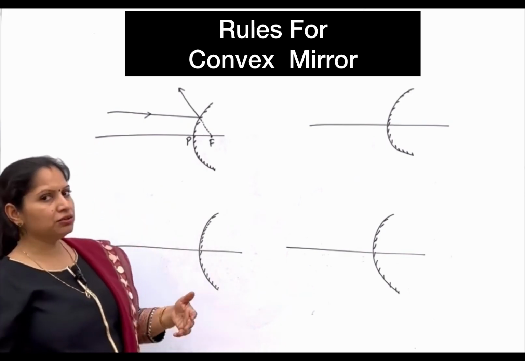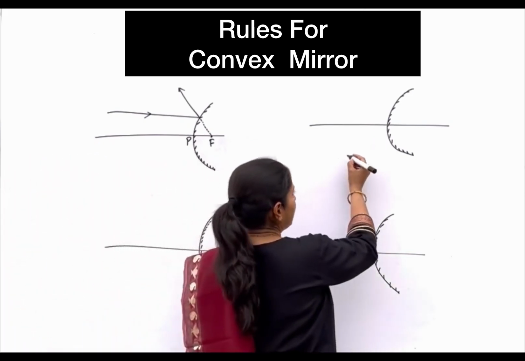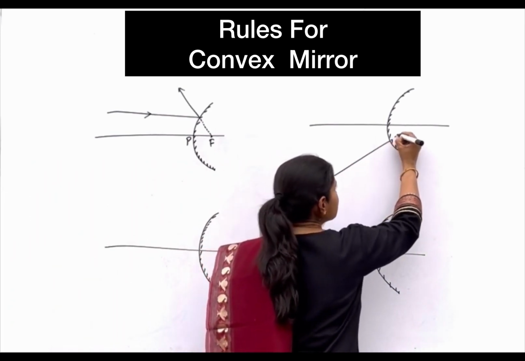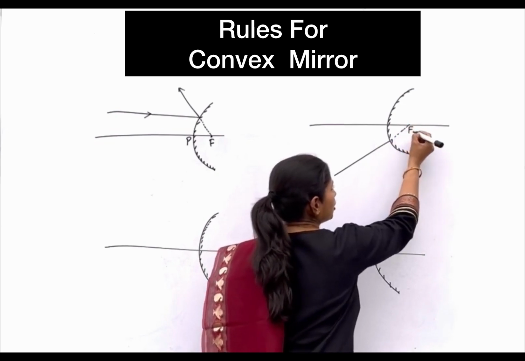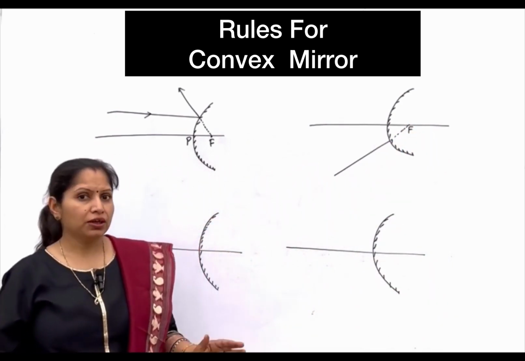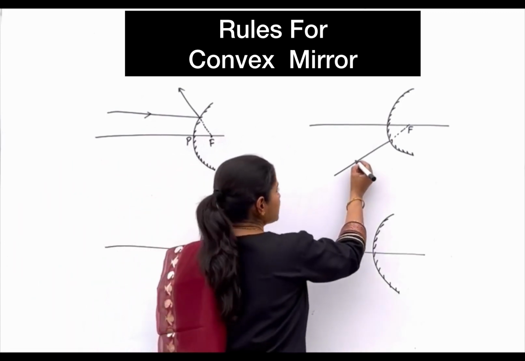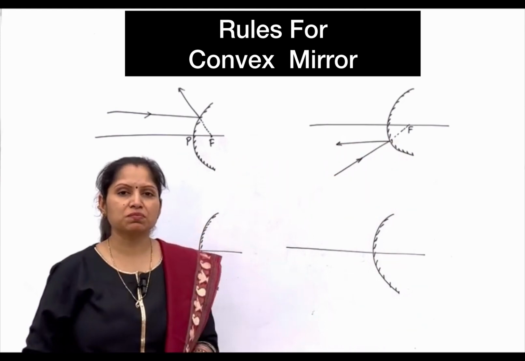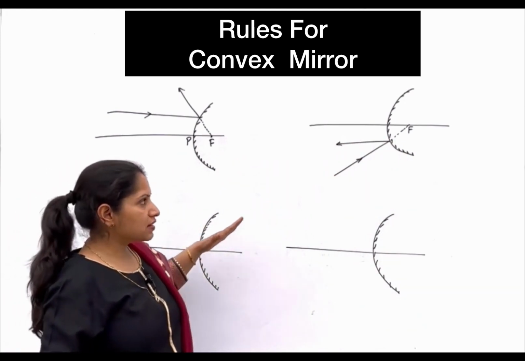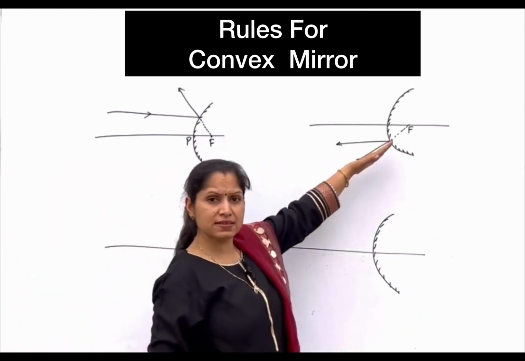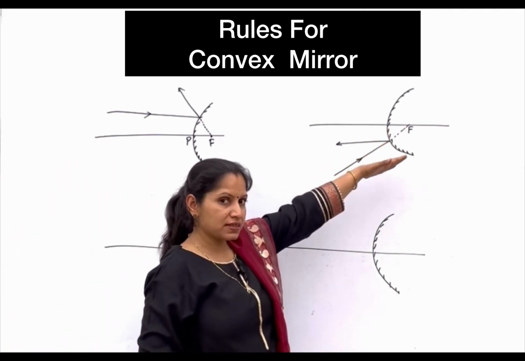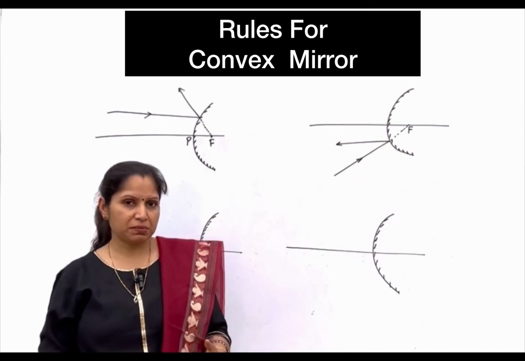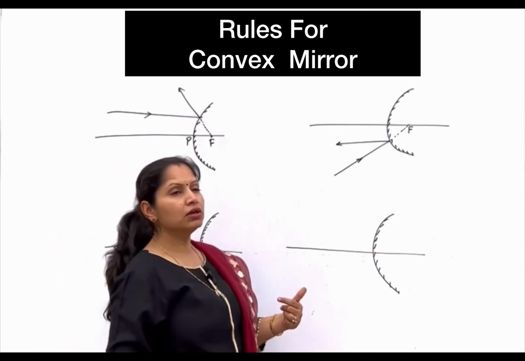Point number 2, it's similar to that of the concave mirror. If a ray of light is approaching towards the focus, if it had come straight, where would it have reached? The focus. But after striking the mirror, what will happen as soon as it hits the mirror? It will become parallel to the principal axis. So if a light ray is coming towards the focus, it would have reached the focus if straight, but as soon as it hits the mirror, it will go parallel to the principal axis. So that is rule number 2.